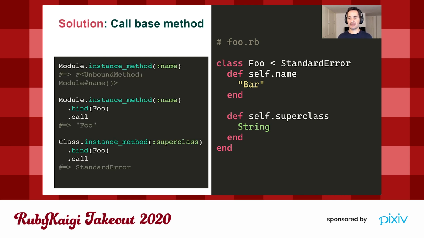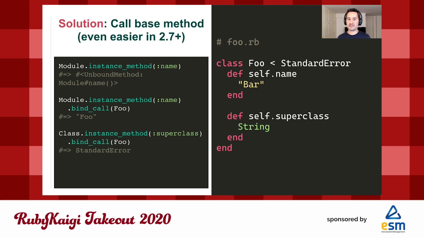The solution is to call the base method. The base method is the method that actually defines the name and superclass initially, before Foo overrode those methods. The name method is defined by Module, and we can get an unbound method that represents that name method like we've seen earlier. If we ask Module for the instance method with the name, it gives us an unbound method. We can't call this unbound method because there's nothing to call it on, but we can bind it to something so that we can call it on that thing. So we call Module.instance_method(:name), bind it to Foo, and call it, and that gives us the string Foo, the real name of the Foo class. Similarly, if we get the superclass method on Class, bind it to Foo, and call it, it gives us the correct superclass, StandardError.